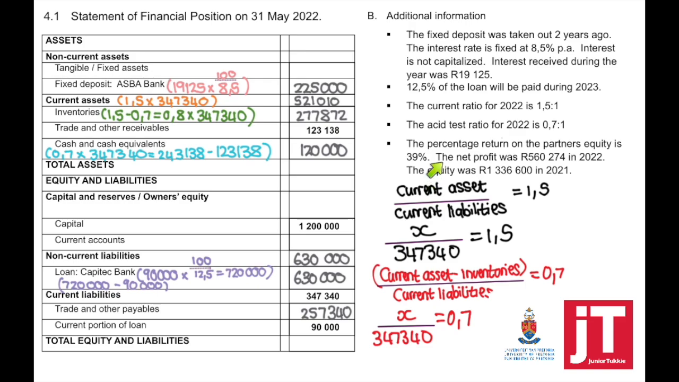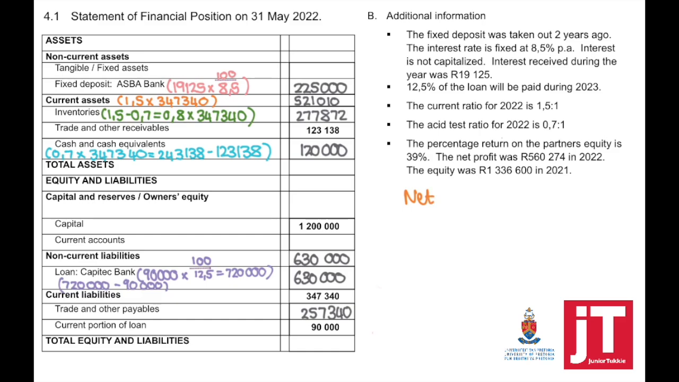If we look now at the last bullet, the percentage return on the partner's equity is 39%. The net profit was 560,274 in 2022. The equity was 1,336,600 in 2021. Now, if we're looking at this, to calculate your percentage return on partner's equity, you have to take your net profit divided by your average equity times 100. Now, average equity always consists out of beginning plus end divided by 2.